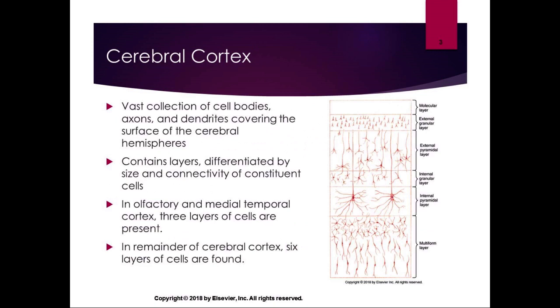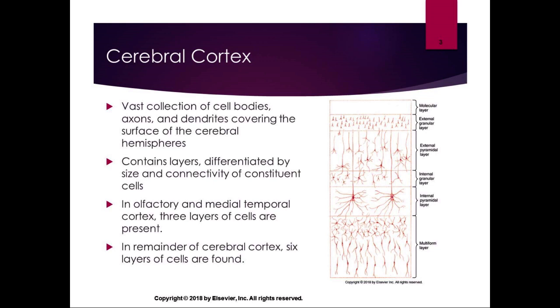So the cerebral cortex is this big, convoluted sheet of cell bodies, axons, and dendrites covering the surface of the cerebral hemispheres. So usually when we talk about the cortex of something, it's like the outer layer of it. So it's the outer layer of the brain, and it contains lots of different layers that are differentiated by size and connectivity of the different cells. So I don't expect you to memorize the layers of the cerebral cortex, but I just want you to appreciate the complexity of the cerebral cortex in all its different layers.